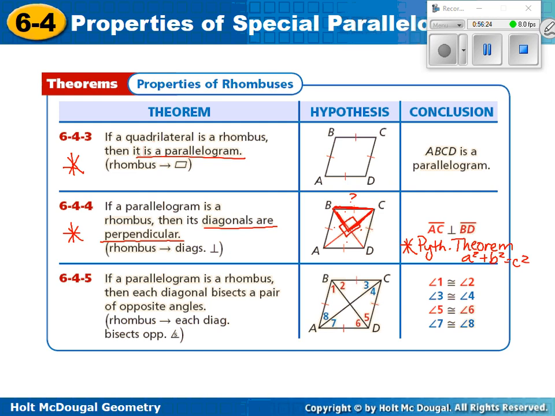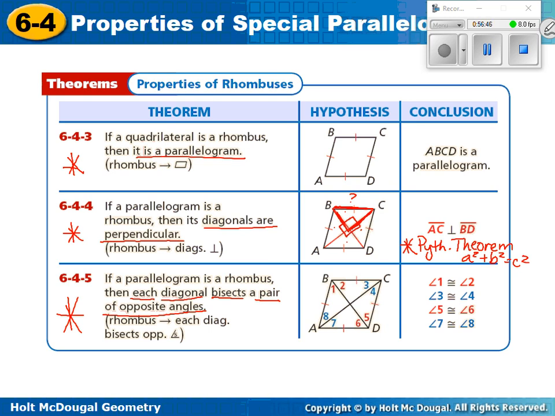Okay, last property for the rhombus is if it's a rhombus, then each diagonal will bisect a pair of opposite angles. That's wordy, so I'll show you what I mean, but let's write it down first. My marker's not very dark. Let's see if I have a better one.